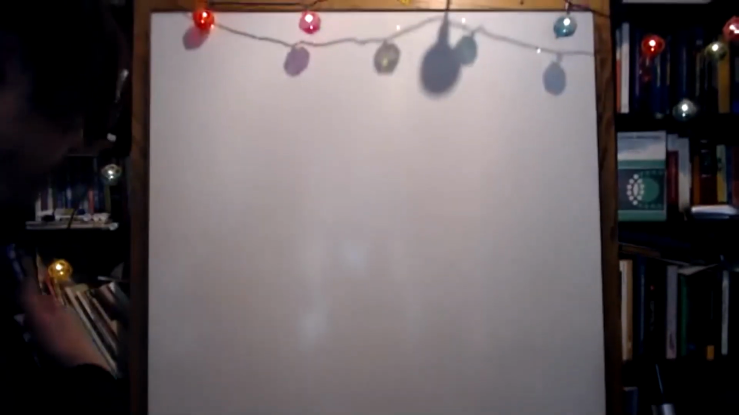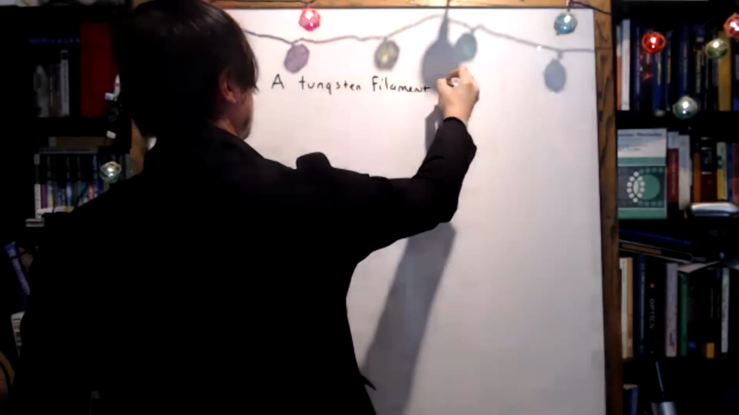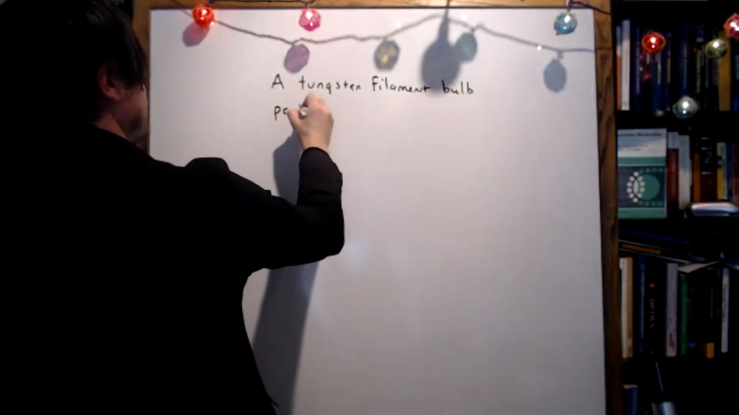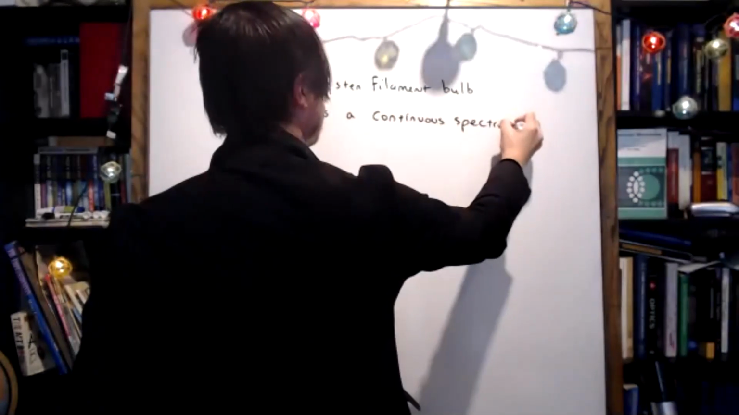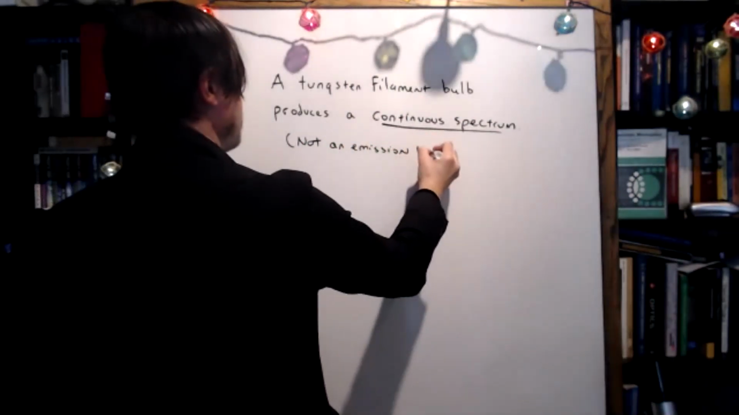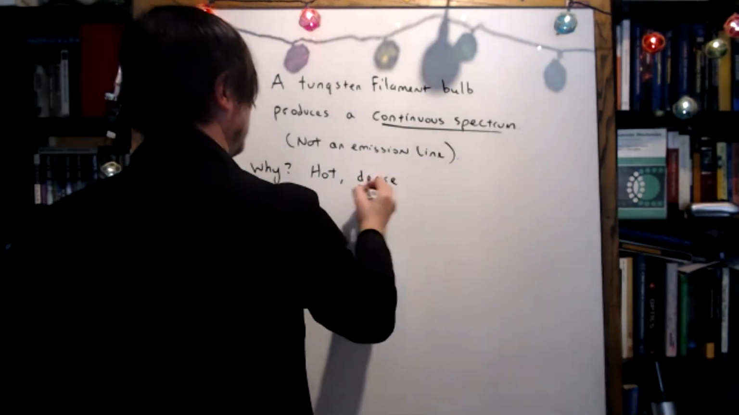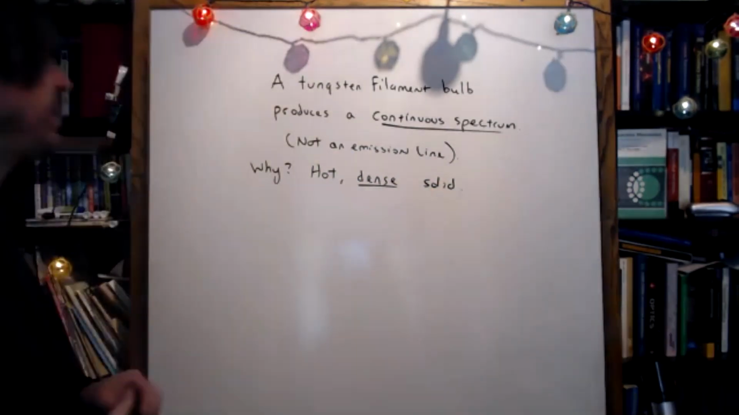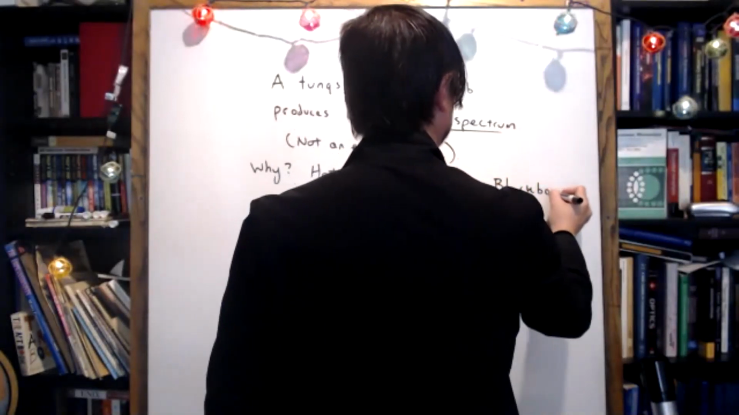Let's take some notes on this. So, a tungsten filament bulb produces a continuous spectrum, not an emission line. If we were to ask why, it's because it's a hot, dense solid. And when it's a hot, dense solid, it basically acts like a black body. So Cameron helped us get there.